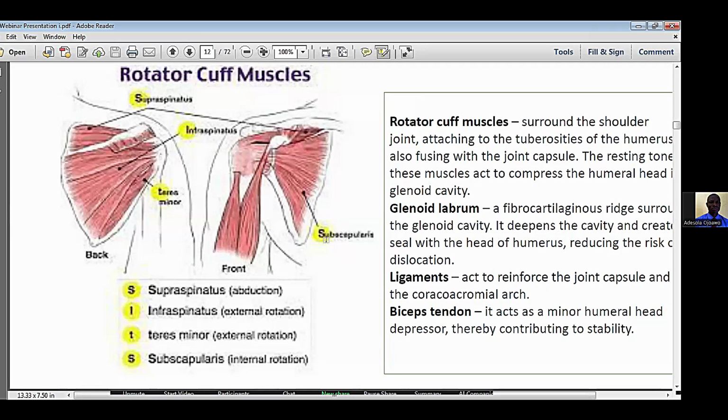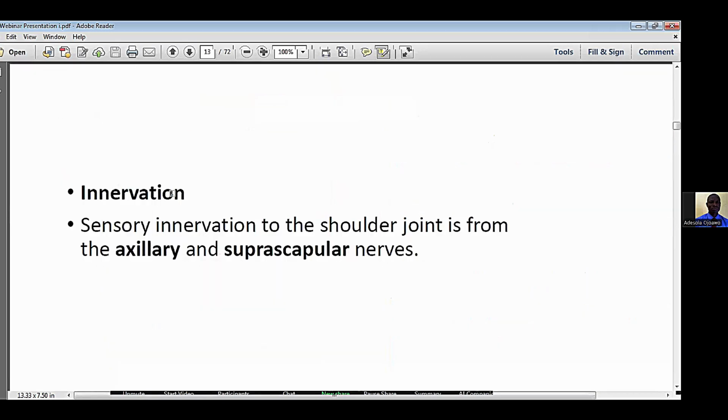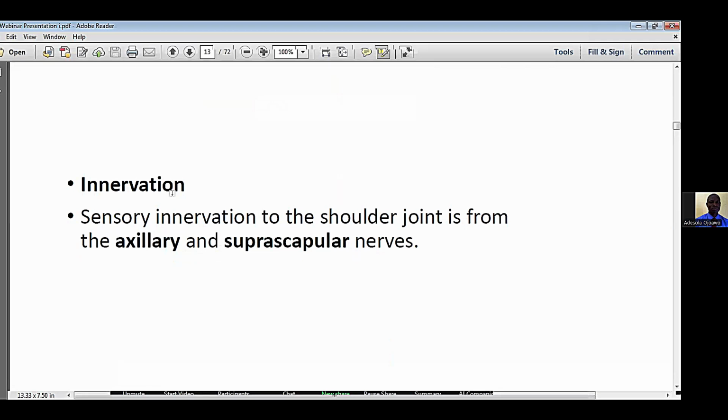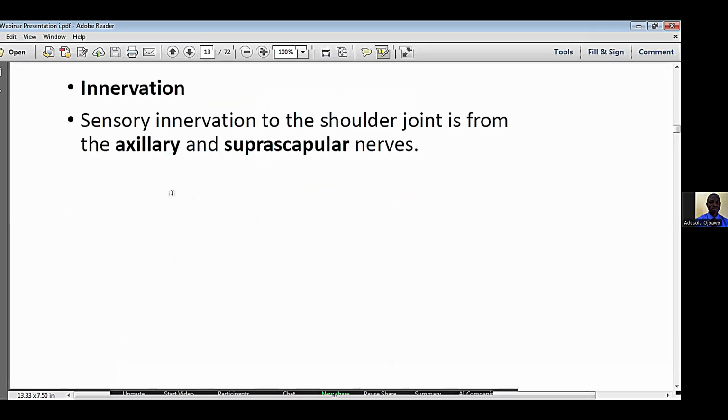stable and can carry out its function. Then we have axillary nerve and suprascapular nerve. There will be others to that, but these are the major nerves that we have at the shoulder joint complex. We are talking of glenohumeral joints now.